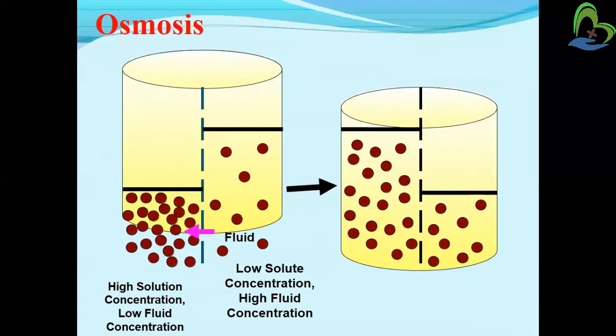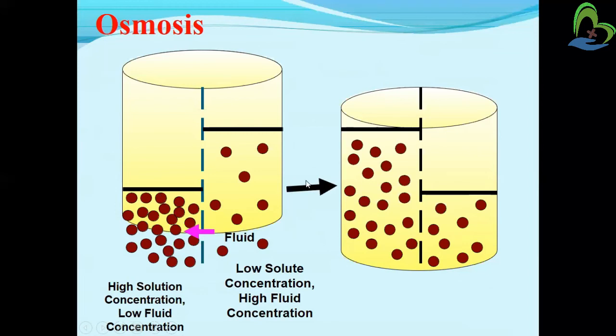We will go through them one by one. First of all, here it is shown the osmosis. By the figure we can easily gain some knowledge regarding osmosis. There are two containers in which particles and fluid are present. In the first bowl, there is high solute concentration and low fluid concentration. In the second bowl, there is low solute concentration and high fluid.